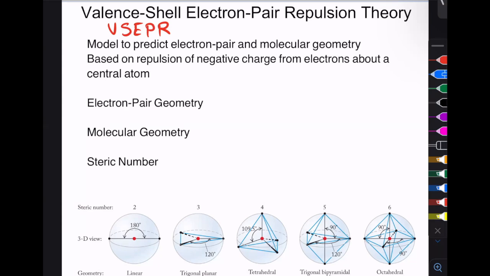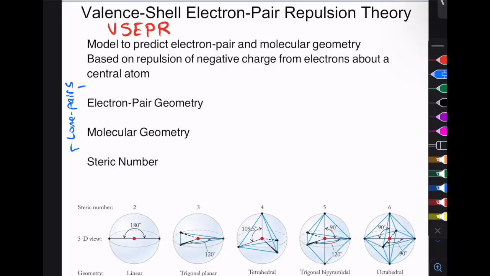So when we think about this repulsion and the shapes, we can think about it in 2 ways. We can think about the geometry that the electrons take on, and we can think about the geometry that results in the molecule that we're looking at. And the only difference between the electron pair geometry and the molecular geometry is if we have lone pairs. All right, so lone pairs are going to be the difference between these two.